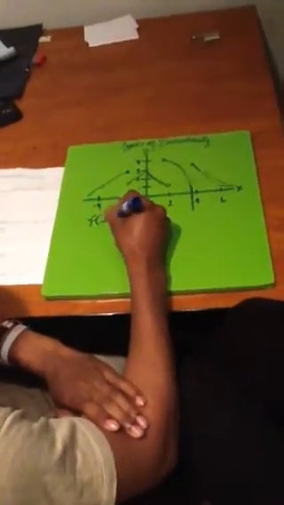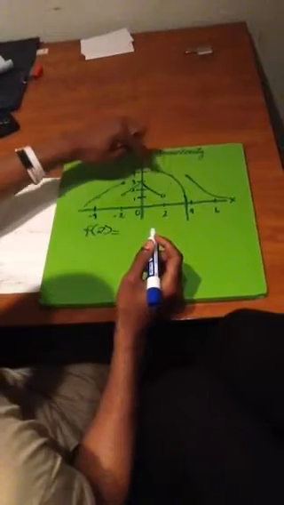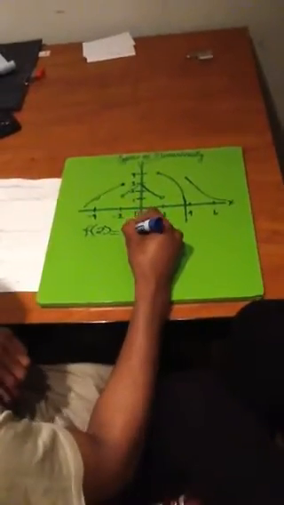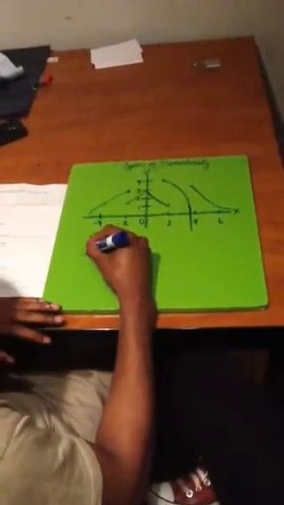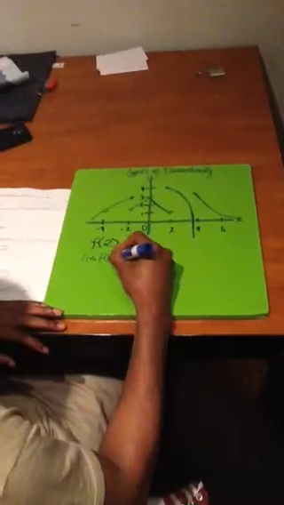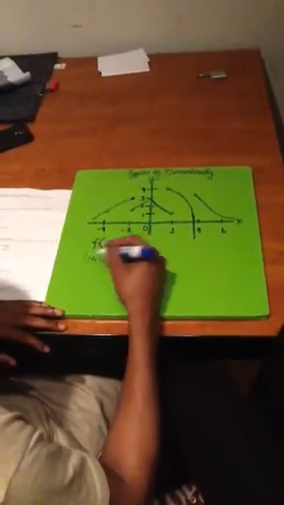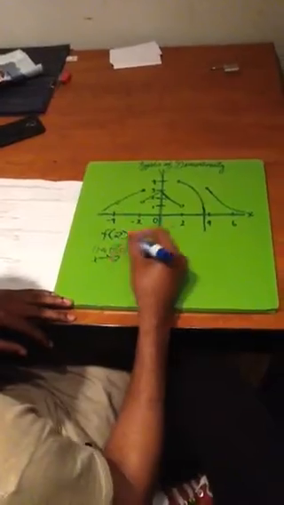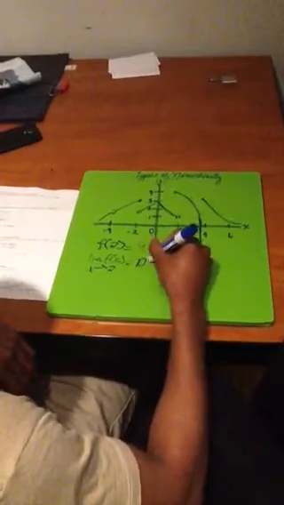I'm going to use the continuity checklist to determine if the function is continuous at x equals 2. First off, f of 2 is 4. The limit of f of x as x approaches 2 does not exist because my points do not meet up, so it does not exist.